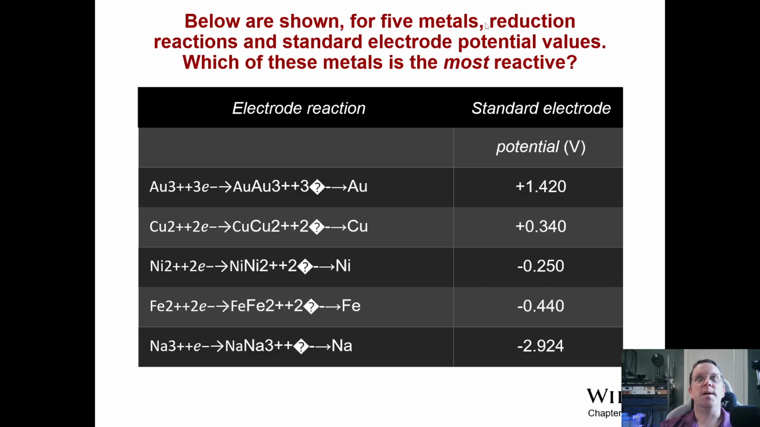So it's asking which of these metals is the most reactive, and the most reactive is the most negative. So remember, more negative potential, more active. The least active by far, by a wide margin, is gold. Copper, fairly active. Nickel and iron, progressively more active. And then sodium, extremely active. So the most reactive species based on the electrical potential is sodium.